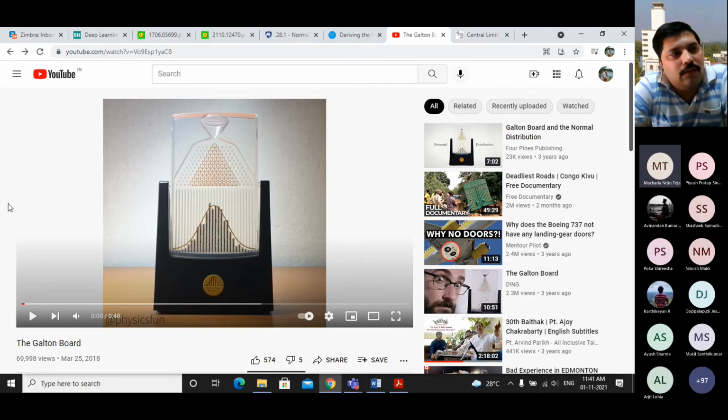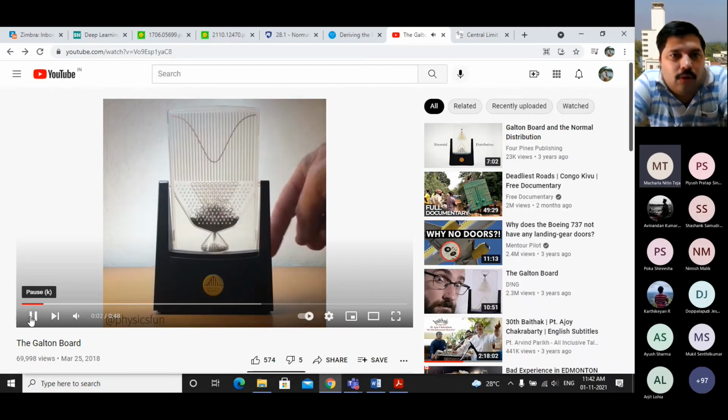There is a Royal Society in London, where people used to present their discoveries in earlier days. A primitive replica of this particular device, the Galton board, was demonstrated by Galton at a Royal Society meeting in London in the 1880s. In one of the meetings he showed this. So you see what this is. Let's see the video and observe what is going to happen.